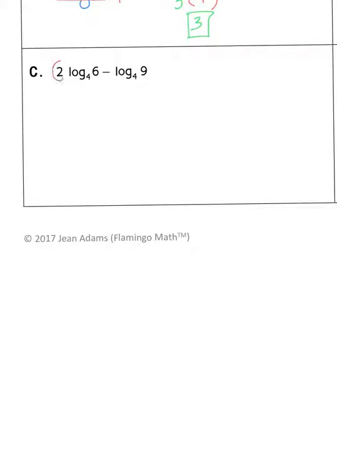All right, so the first thing I'm going to do is loop this 2 up to here. So I have log base 4 of 6 squared minus log base 4 of 9. There was nothing to loop there. And then you have a choice. You could either multiply this out to make it 36 and then deal with the subtraction. I think I'll go ahead and do that. My opinion is on these, the more work the better. Less in your head, more on paper. Kill that tree.